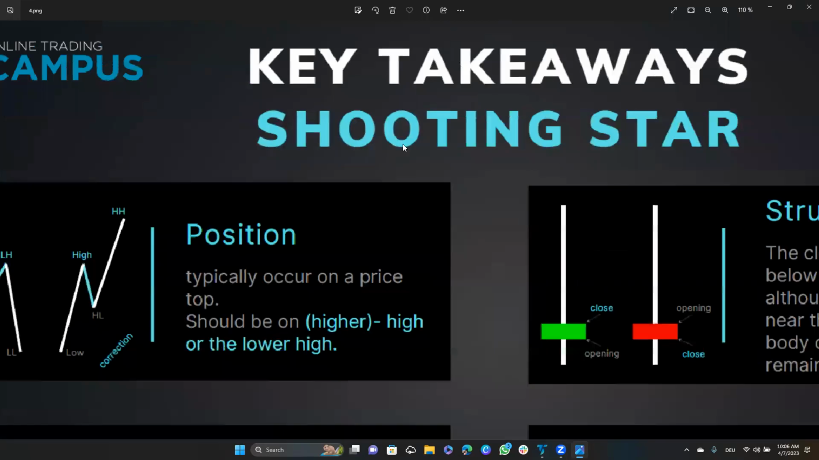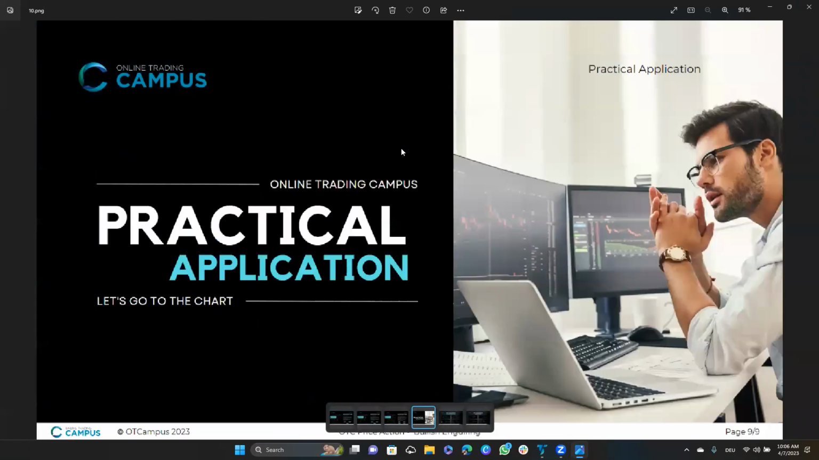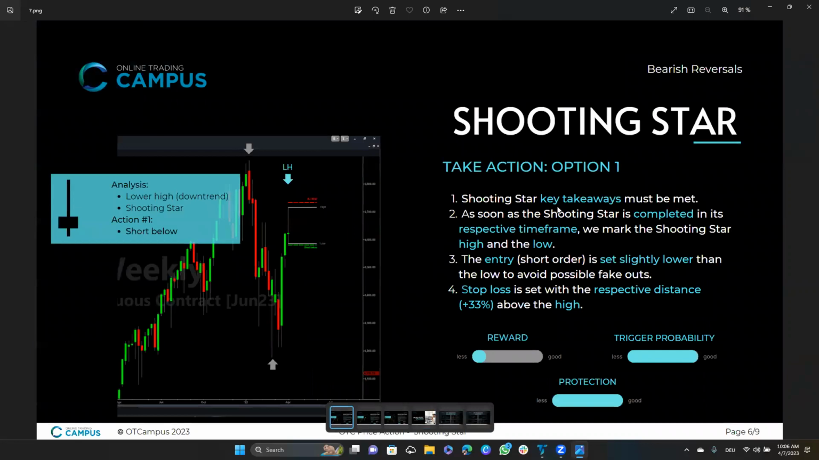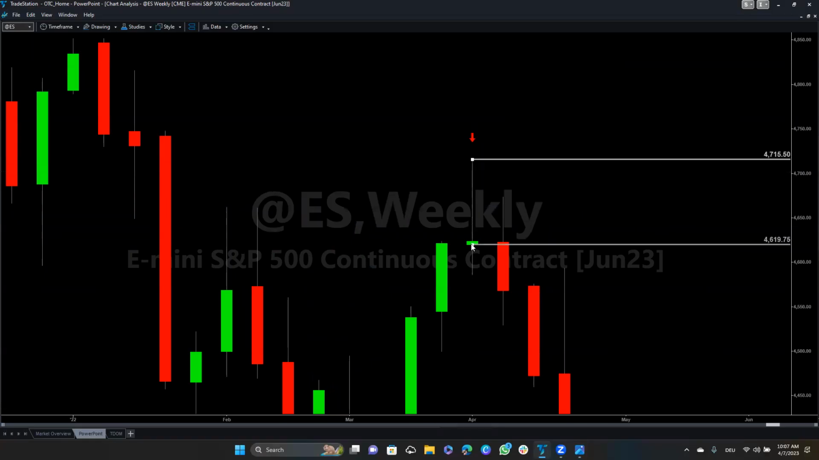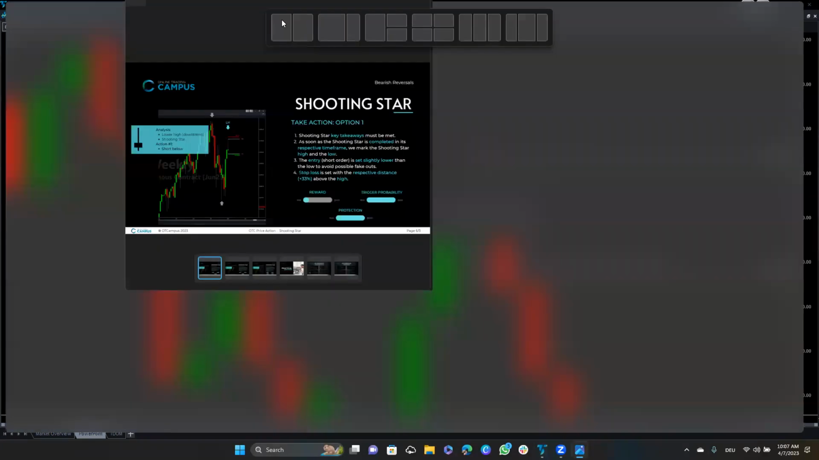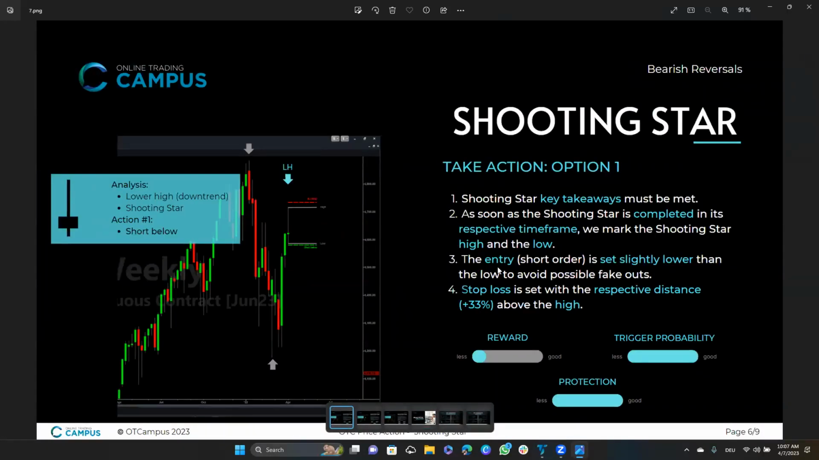Okay, let's go back into option number 1. Shooting star key takeaways must be met. Boom, done. Everything is aligned. As soon as the shooting star is completed in its respective time frame, we mark the shooting star high and the low. Let's do this together, guys. Snap mode on. The low 4,585 and the high 4,715. Also done. Number 3: the entry short order is set slightly lower than the low to avoid possible fake outs. And that is option number 1.